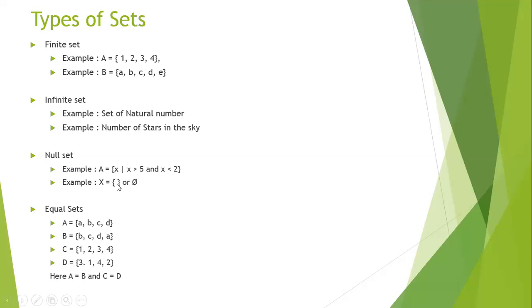This is the sign. You just draw the braces like this without any elements, and this is the sign of the null set. You write like this or this. In a null set, there is no element. This is the empty set.